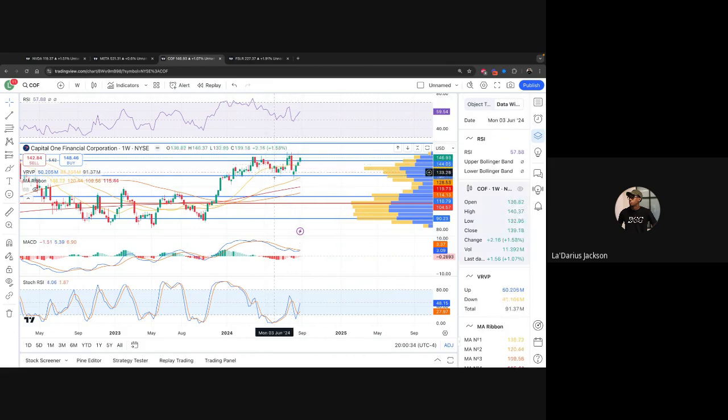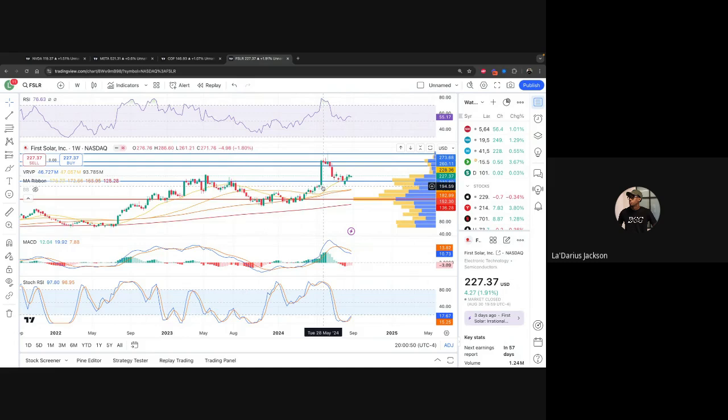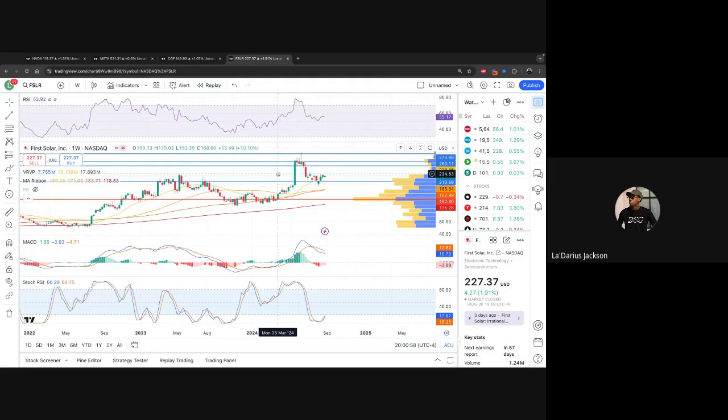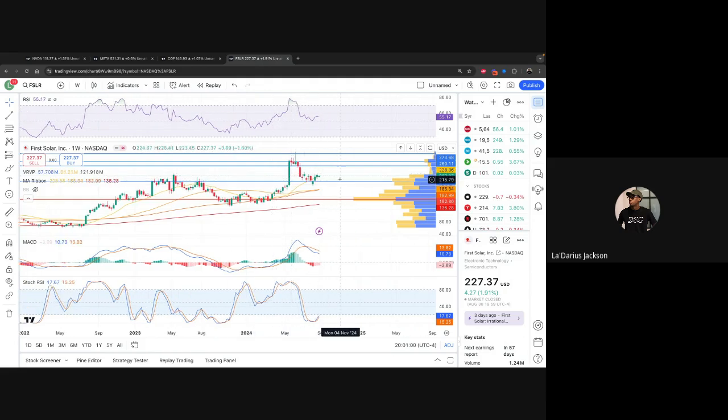Again, really strong on consolidation, hasn't broken below 130 since, what is this, January. So really nice move to the upside, could take us up to about 160. So I'm watching Capital One. All right, last but not least, another one on the weekly is First Solar. So First Solar is a solar power company, one of the best companies in the solar sector, in my opinion. You can also do some research on what the company is doing.